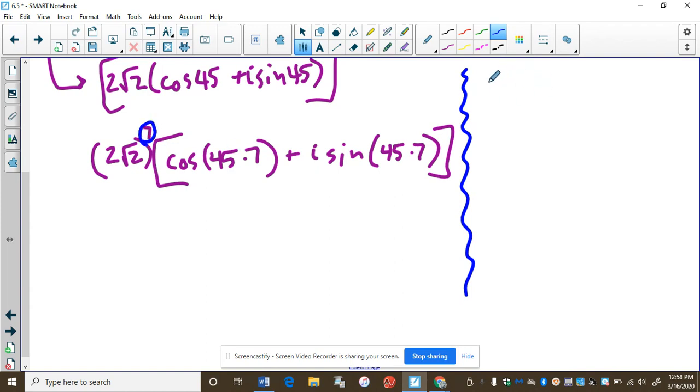So let's hash this thing out over here. This will be fun. A nice review of our exponents. So this is 2 radical 2 to the 7th power.